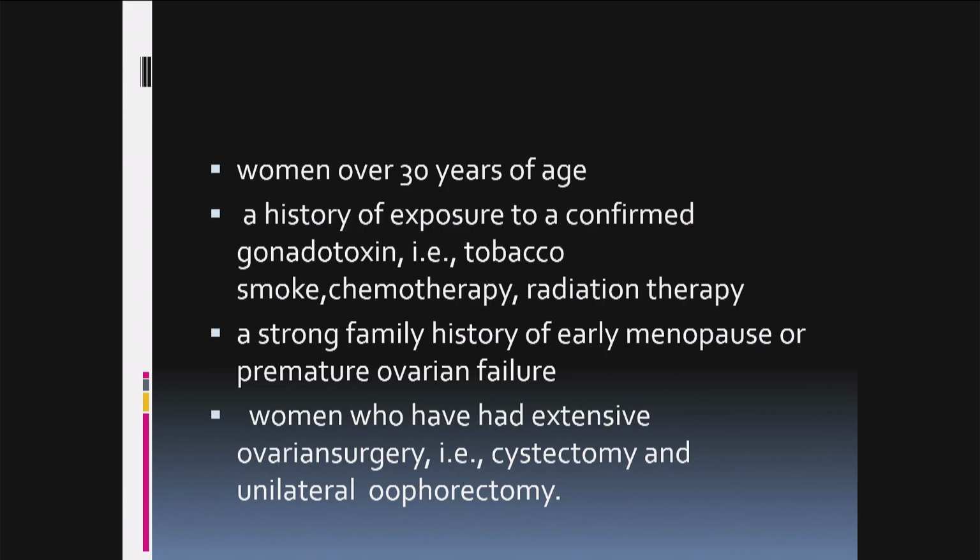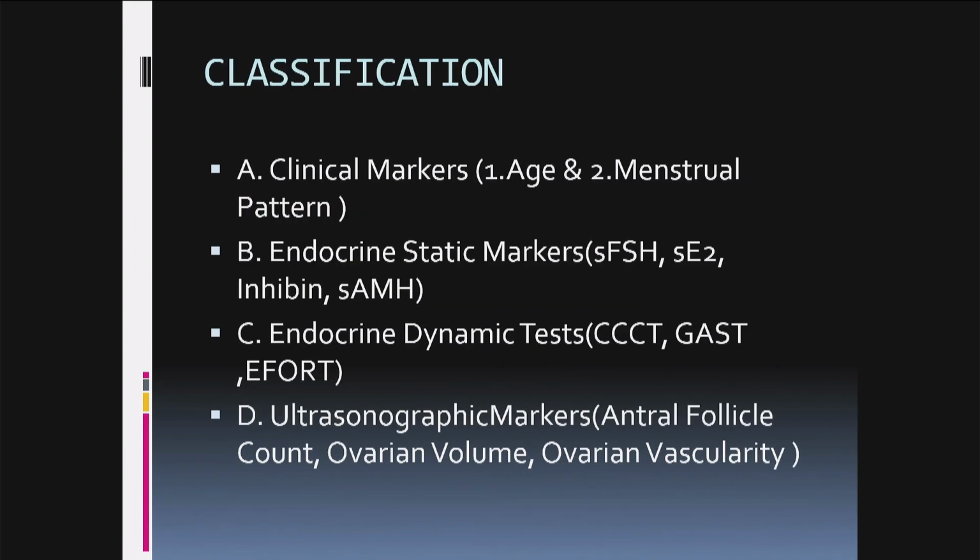So it is especially important to check the ovarian reserve in women who are over 30 years of age, who have a history of exposure to confirmed gonadotoxins like chemotherapy, tobacco smoking or radiation therapy. If someone has a strong family history of early menopause or premature ovarian failure, and women who have had extensive surgeries on the ovaries like endometriosis, any cyst or anything like that, which can obviously take away the antral follicles.